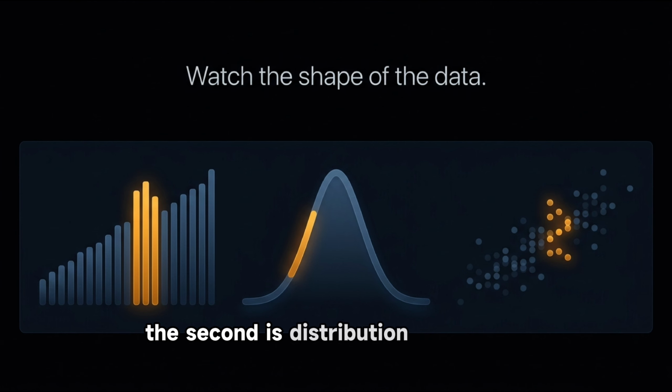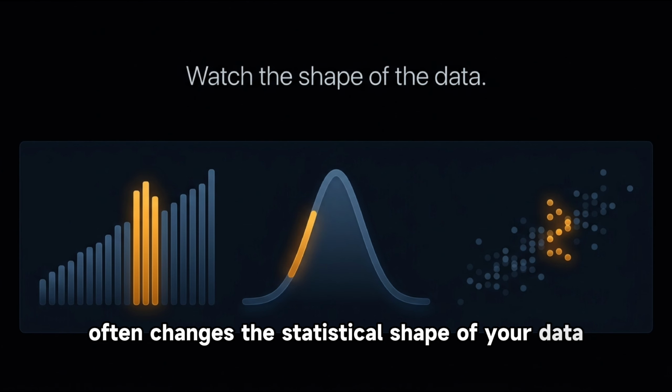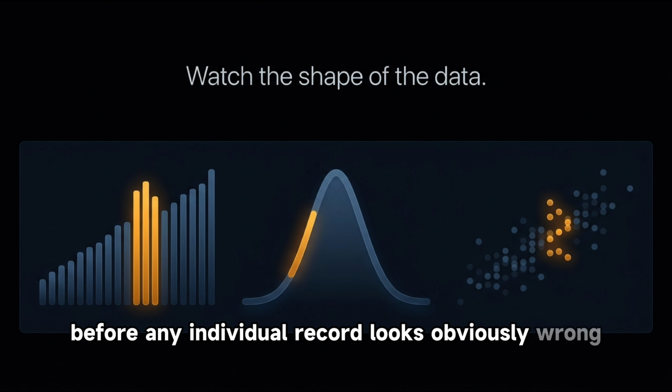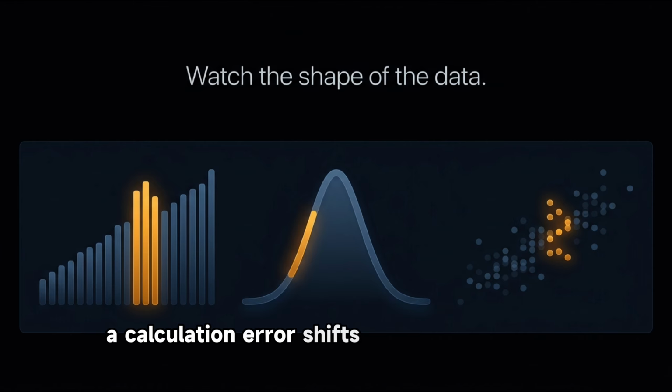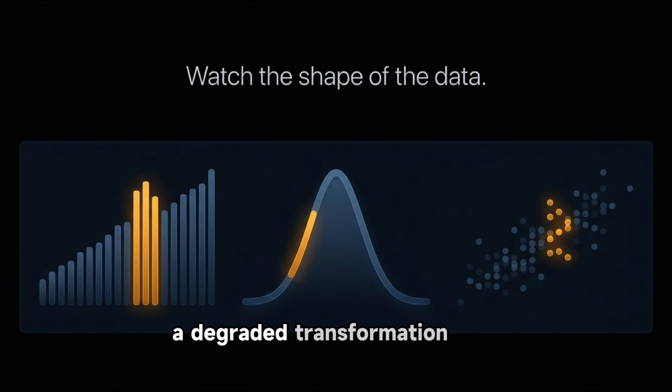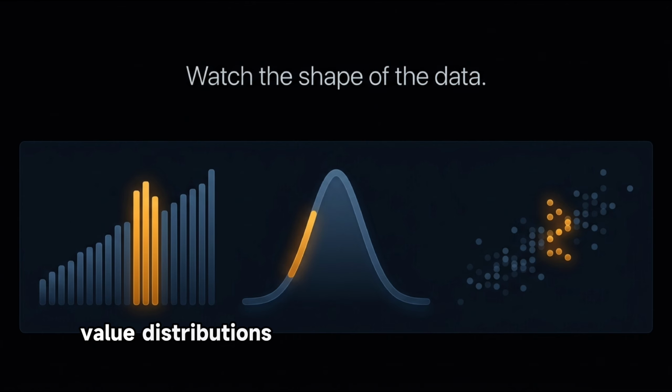The second is distribution monitoring. Silent inconsistency often changes the statistical shape of your data before any individual record looks obviously wrong. A duplication event inflates record counts. A calculation error shifts a value distribution. A degraded transformation step changes the cardinality of a field. Track these distributions over time. Record counts per category, value distributions per column, null rates per field. This gives you a signal layer that does not depend on any individual record being visibly wrong. When a distribution changes unexpectedly, it warrants investigation, whether or not any system has raised an error.